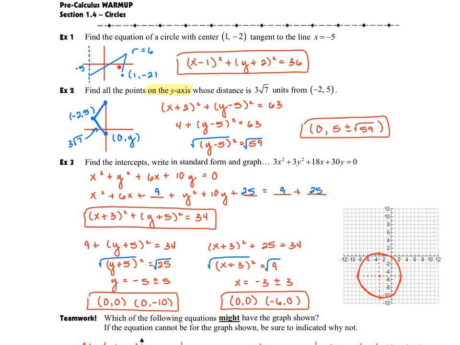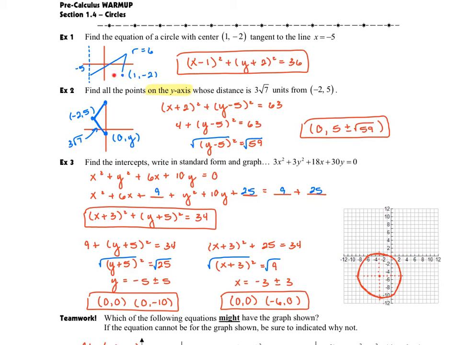So if I sketch in my center at this point 1, -2, and it tells us that our circle is going to be tangent to the line x equals -5, which means it's going to be a vertical line. So you can see I've just dropped that in right there. It's just a little dotted line there. So we're looking for a circle that's going to look like this. I don't need to draw the circle, but it's going to look like this.